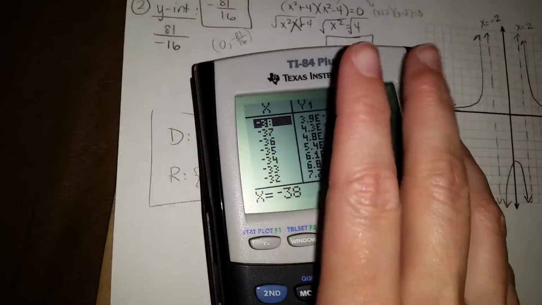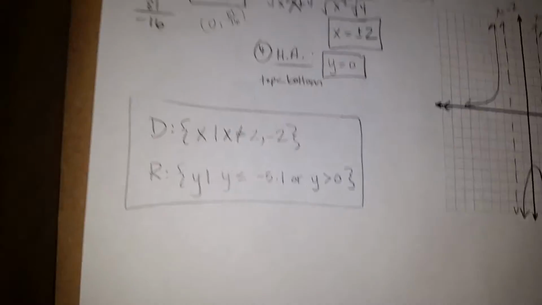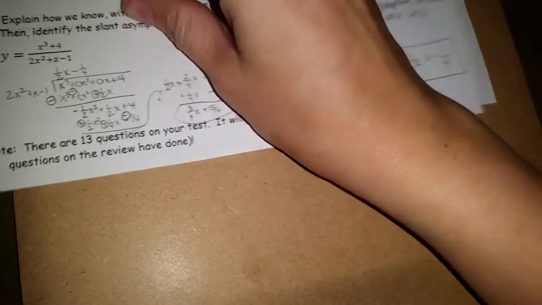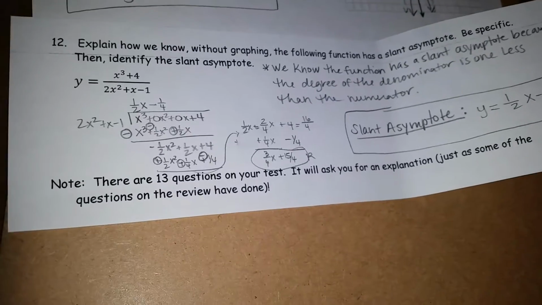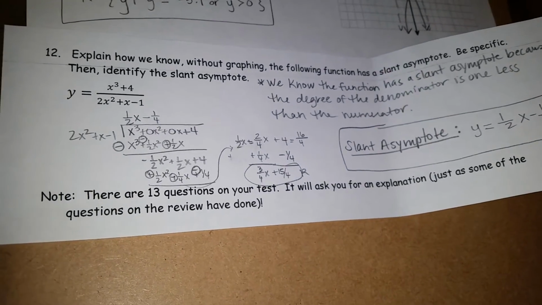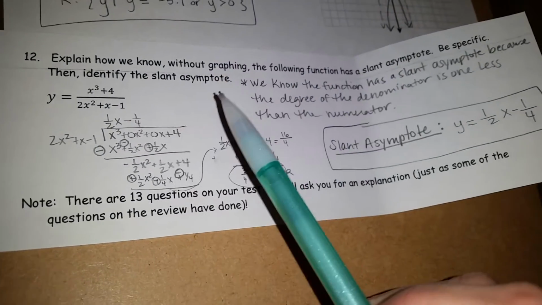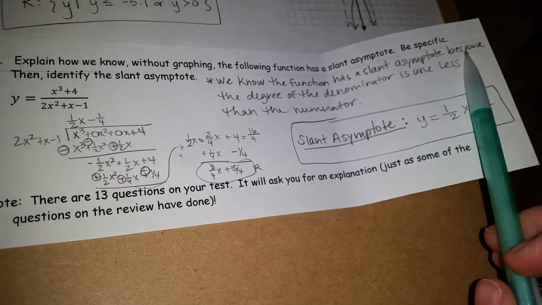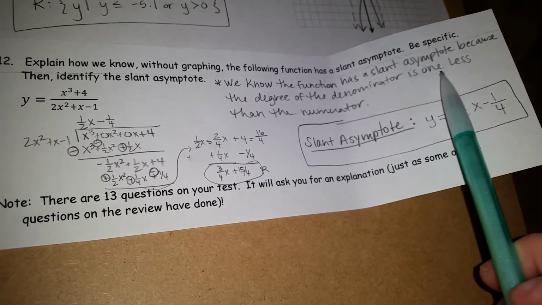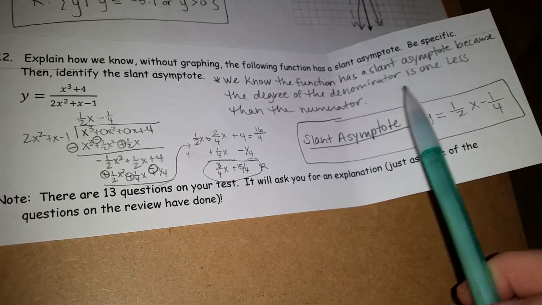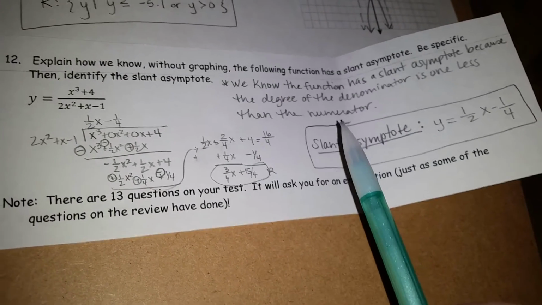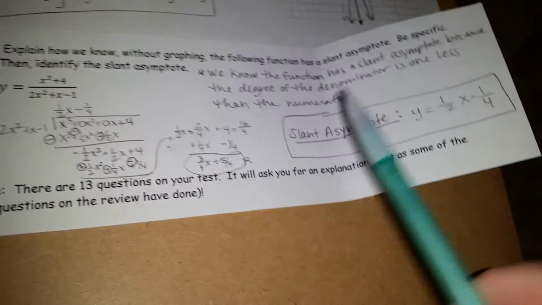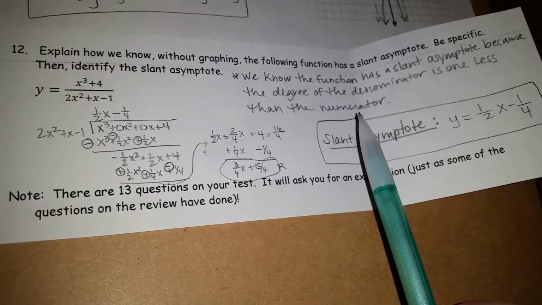Okay, so all right, that is number 11. Let's actually do number 12 real quick. Explain without graphing why the following function has a slant asymptote, be specific, then identify the slant asymptote. So you have to know that the function has a slant asymptote because the degree of the denominator is 1 less than the numerator. You can say the degree of the denominator is 1 less than the degree of the numerator, or you could say the degree of the numerator is 1 more than that of the denominator. So either way, that would be fine.